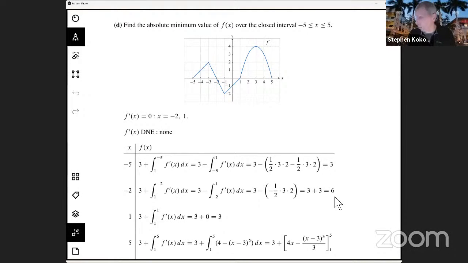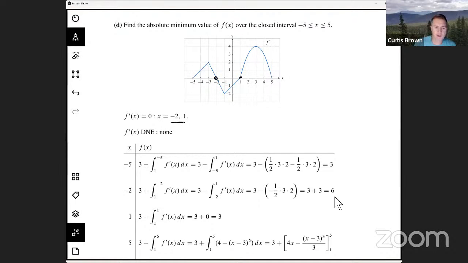So where are the critical points? Well, those are the places where f prime is equal to 0, or where it doesn't exist. Well, where is it 0? Well, let's see. It crosses the x-axis at -2 and 1. Got those 2. I'm not going to put the endpoint here.